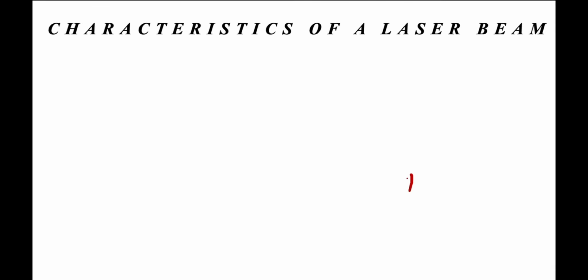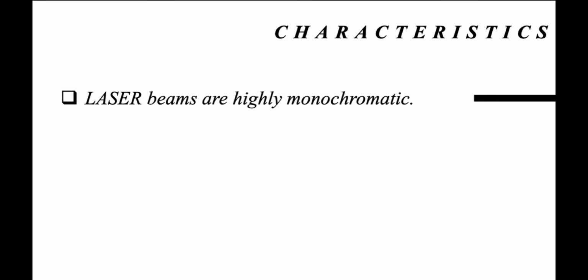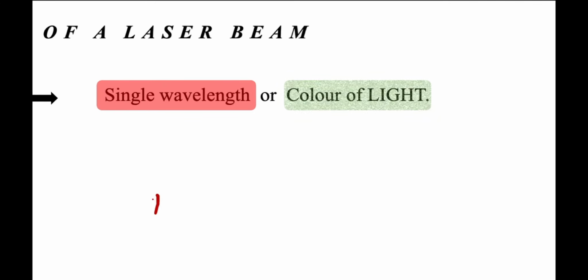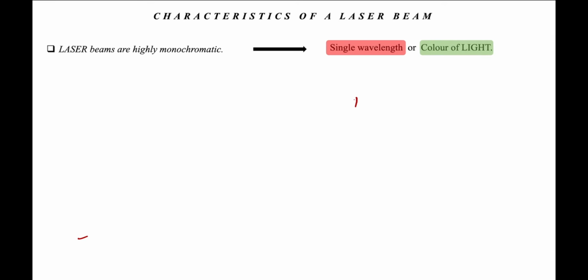Next topic is the characteristics of the laser beam. There are mainly four characteristics. One is that laser beams are highly monochromatic. That means laser light has a single wavelength, or the color of the light is single. So you will get laser light in one color, either red or green. That is the first characteristic of laser light.